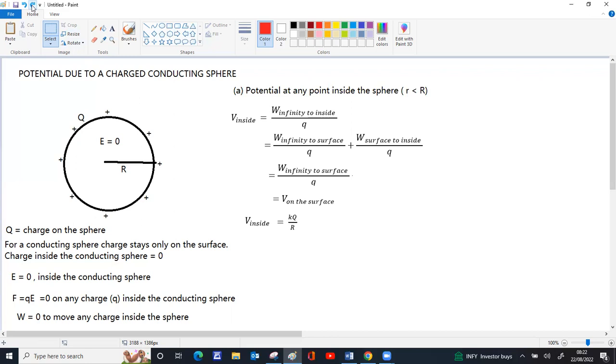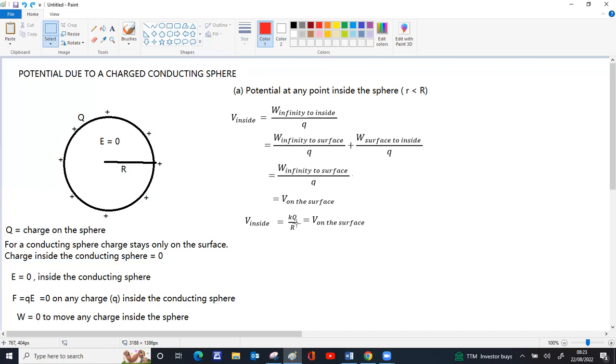So potential inside and potential on the surface are the same, which is kQ by R, because a sphere acts like a point charge for every point outside the sphere and on the sphere. On the sphere is the same as inside. On the sphere, potential for a point charge is kq by r. Since a sphere can be imagined as a point charge for points on the surface and outside, the potential on the surface is the same as kq by r due to a point charge.